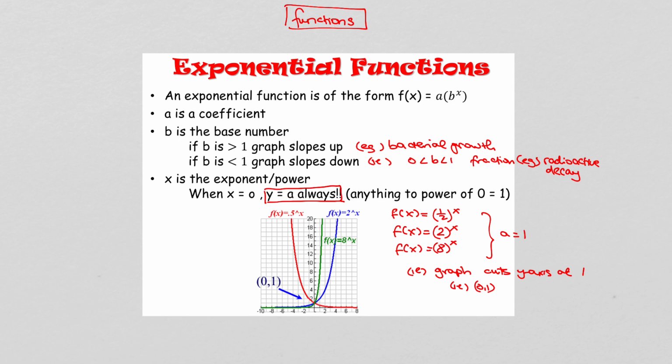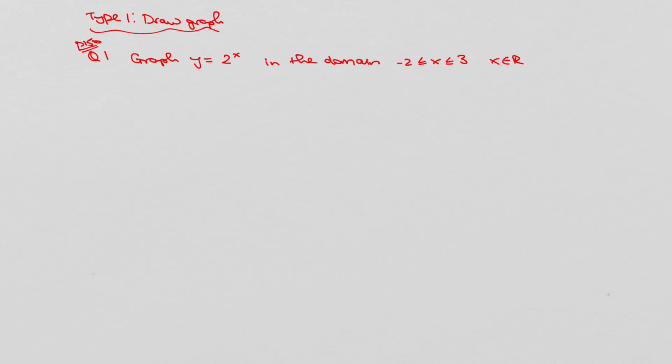But if we were to multiply each of those graphs by a number, then the graph would end up shifting its position. So this is like our transformation. Okay, so let's look at how we can draw our graphs. So if we're looking at page 150, we're going to do question 1 as our first example.